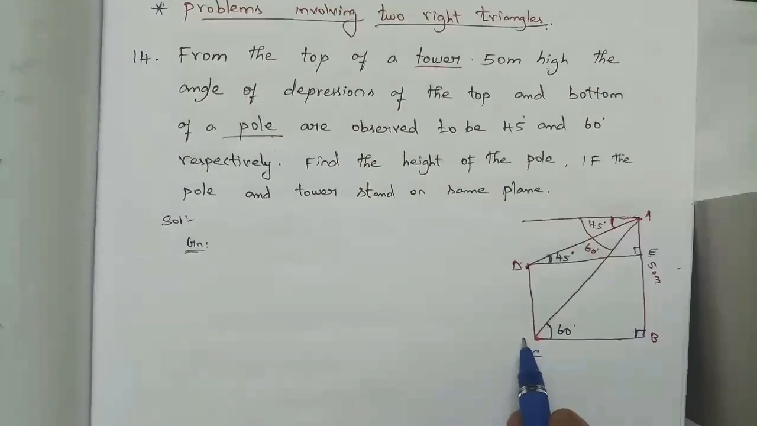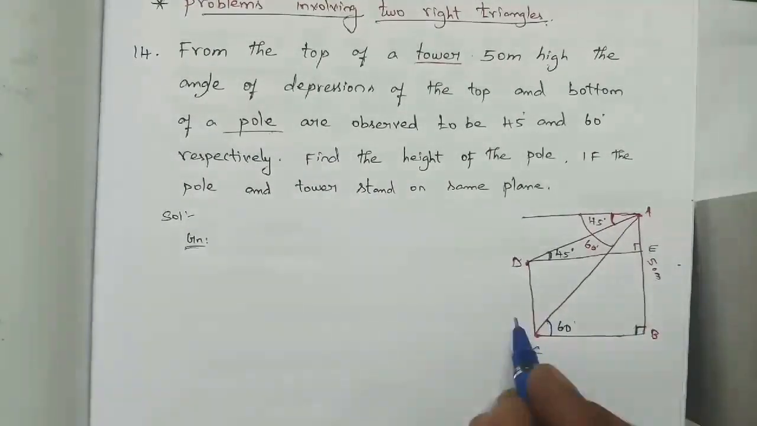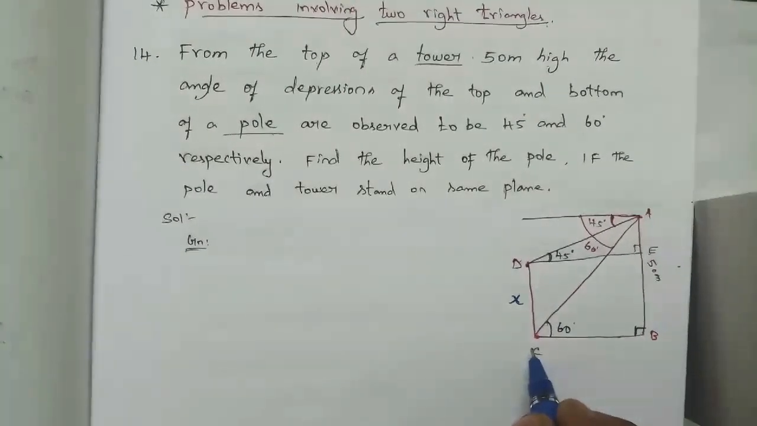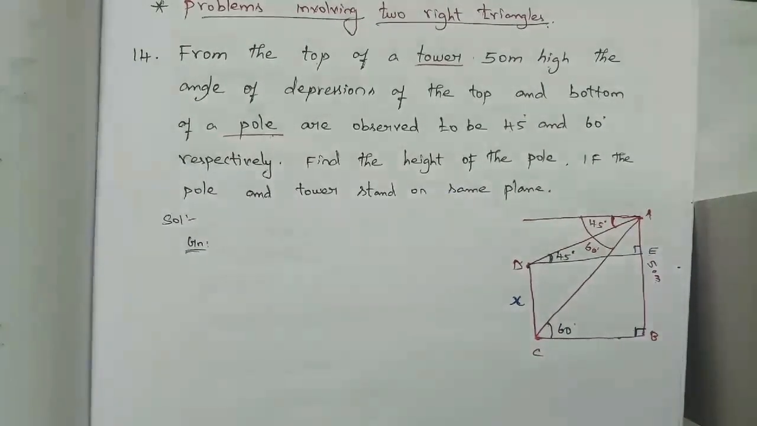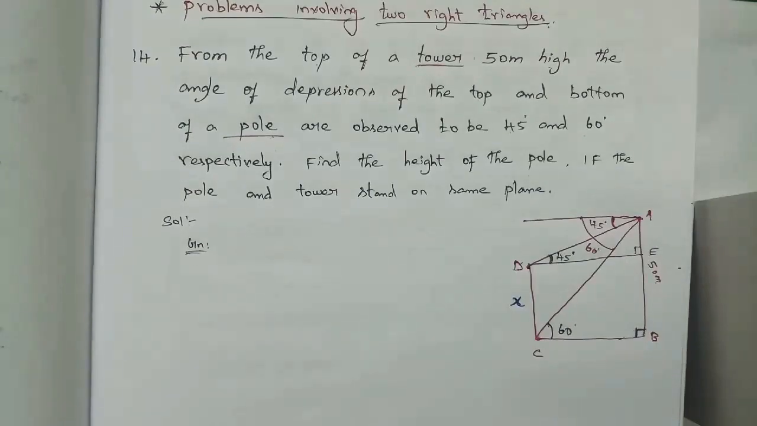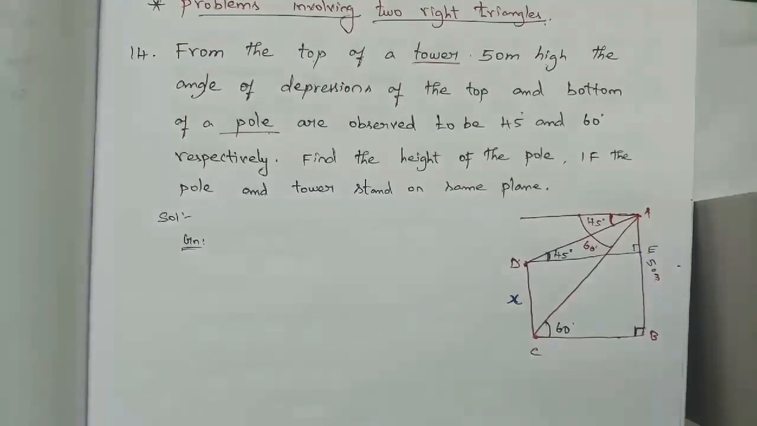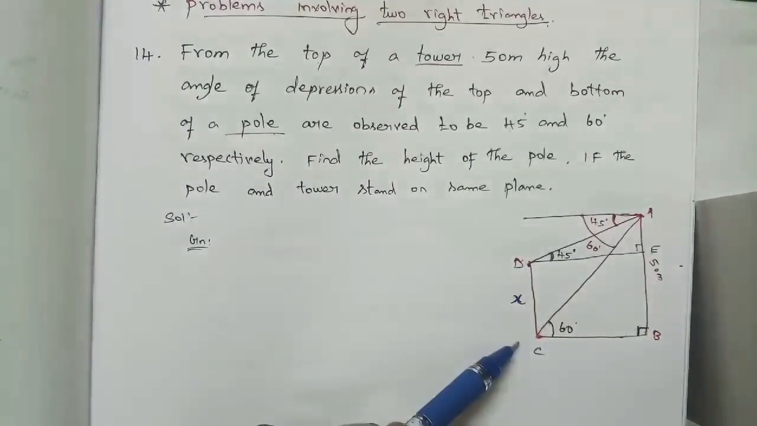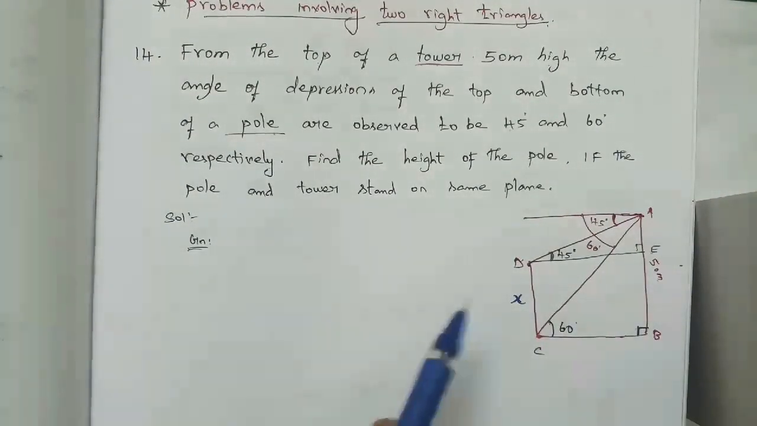Shall I assume some variable? I'm just assuming that CD, the height of the pole, is nothing but x, right? We want to find the height of the pole, and that only I have assumed as x. So how are we going to find it?